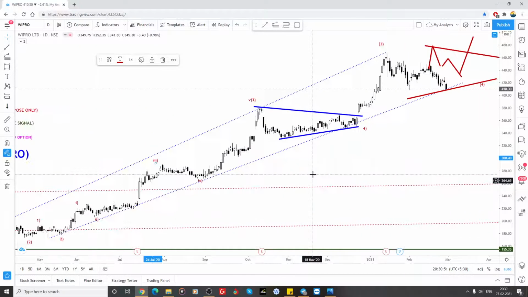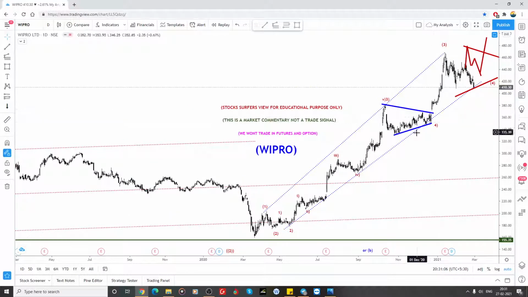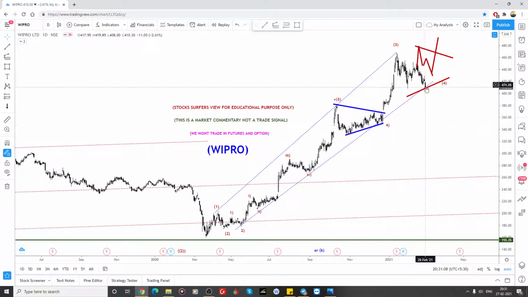Sometimes it looks like 1 2 3 4 and 5, sometimes it looks like it ended here and it is looking like a three-wave structure. So that is why I have mentioned here it could be the end of the third. So in any way I'm looking for that fourth wave, right? So let's see how it moves here.